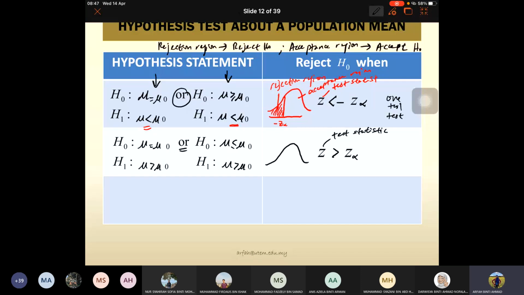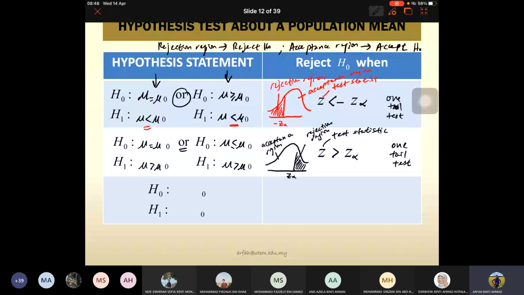Meaning that if we draw the graph, the rejection region is here. Positive Z alpha is here. Okay. So this is your acceptance region and this is your rejection region. Reject H0. So this is also a one tail test. So you need to know the concept of where the location is that you will reject H0 or where you will accept H0 and so on.